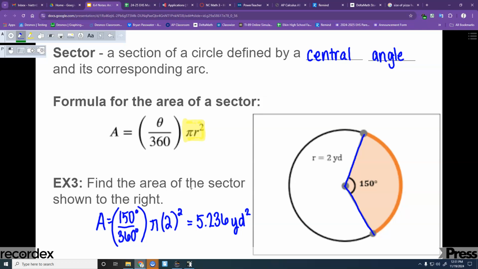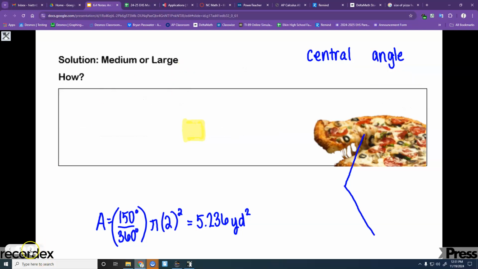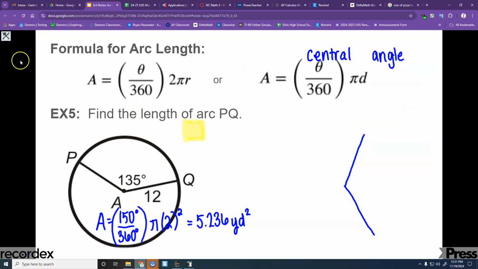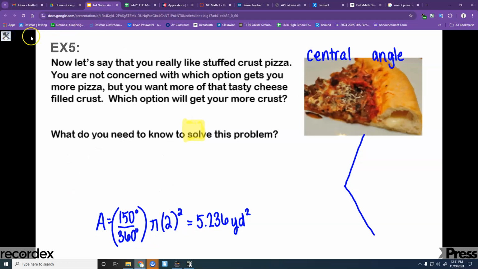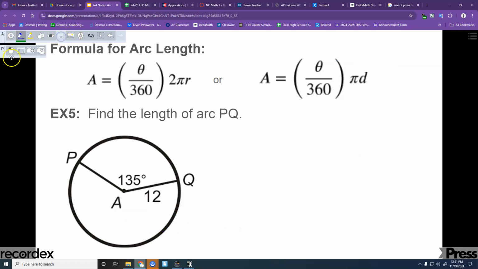Okay, so that's a general idea. We may go back and talk about this pizza problem later, but for the sake of time, I am going to move on past that. So let's skip ahead to arc length here.